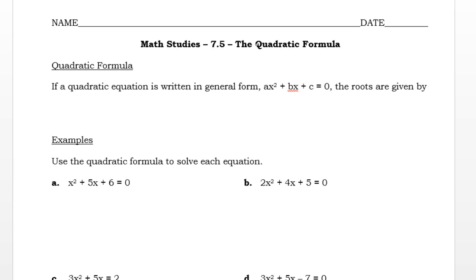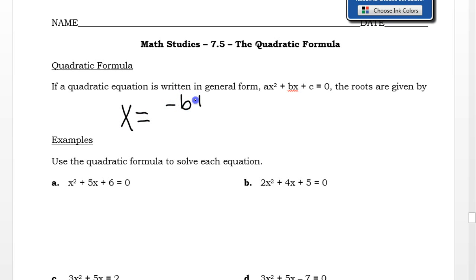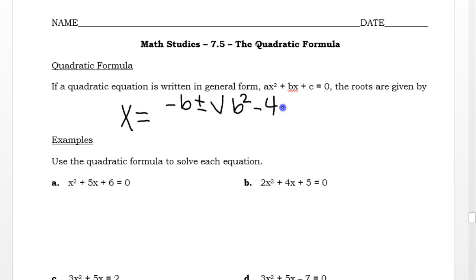This is Math Studies Lesson 7.5, the quadratic formula. The quadratic formula states if a quadratic equation is written in general form, which is ax squared plus bx plus c equals 0, then the roots are given by x equals negative b plus or minus the square root of b squared minus 4 times a times c all over 2 times a.